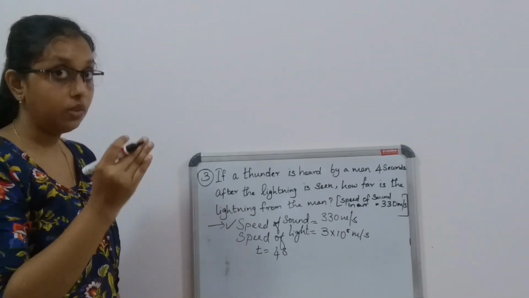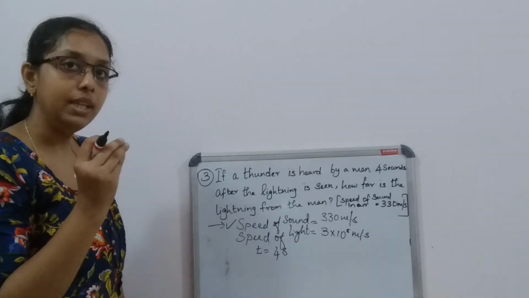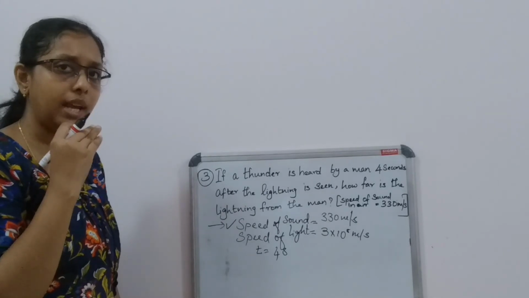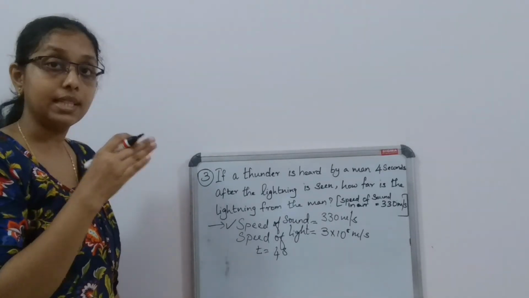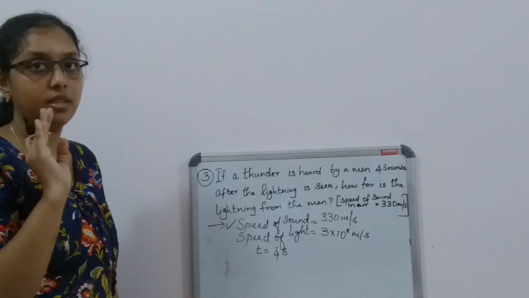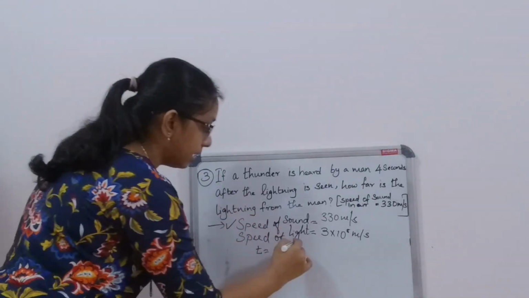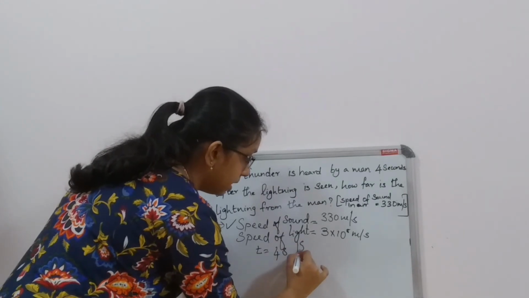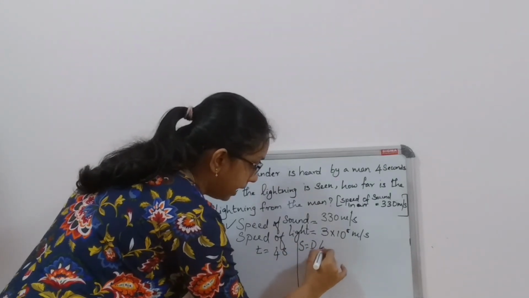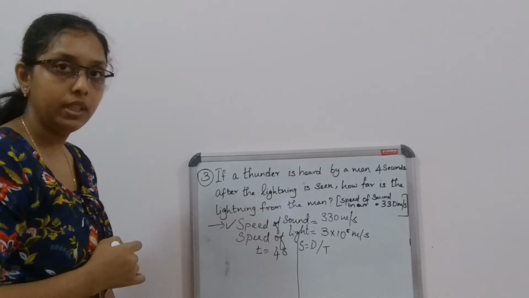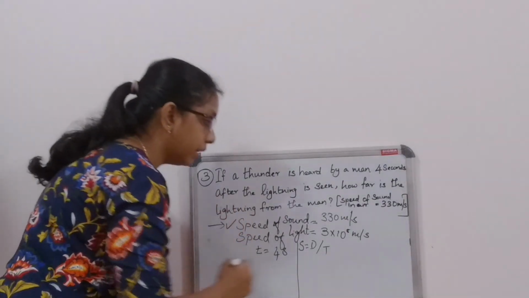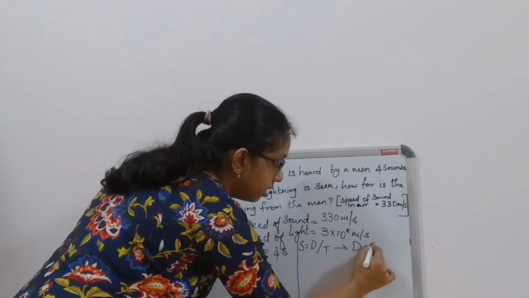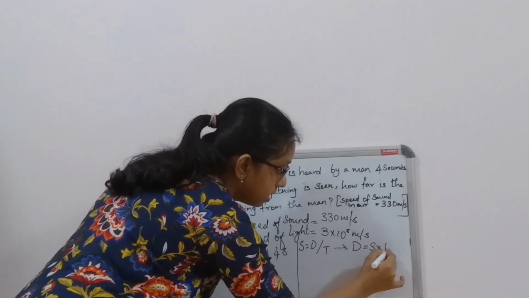So what do you have to find out? Distance. Can you tell me the relation between distance, time and speed? Simple. From the 9th standard, even from the small class, 6th standard itself, we are studying this equation. What is that equation here? It is nothing but speed is equal to distance by time. You know the speed, you know the time. What you have to find out? Distance. So distance is speed into time.